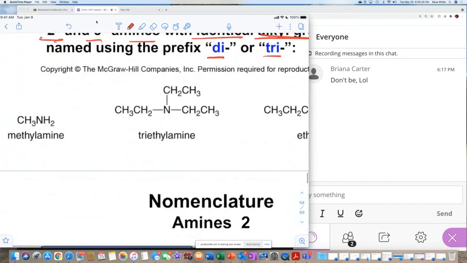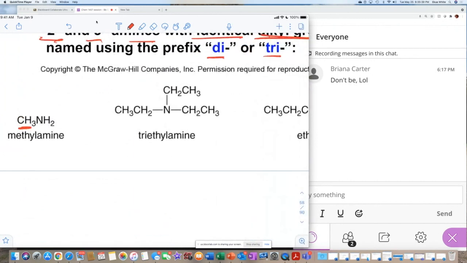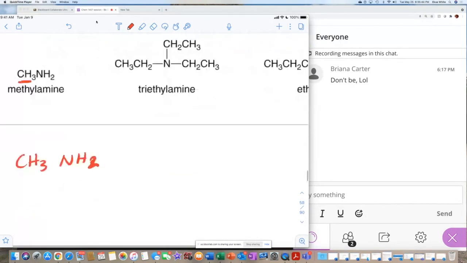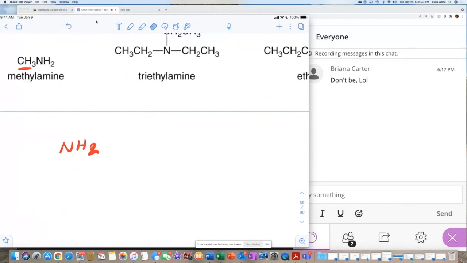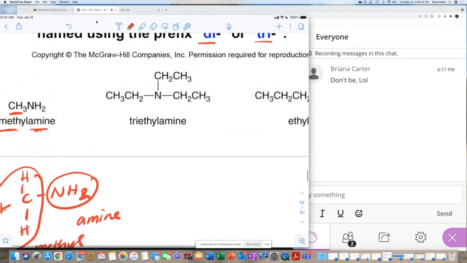Okay? So with this one here, this is our side group, right? Because it's attached to the nitrogen. Let me add a page here. Right, so we're dealing with CH3, NH2. So this carbon here is attached to the nitrogen, and it has 3 bonds. So this whole part here is the methyl group. The rest of this is called the amine. So methylamine.